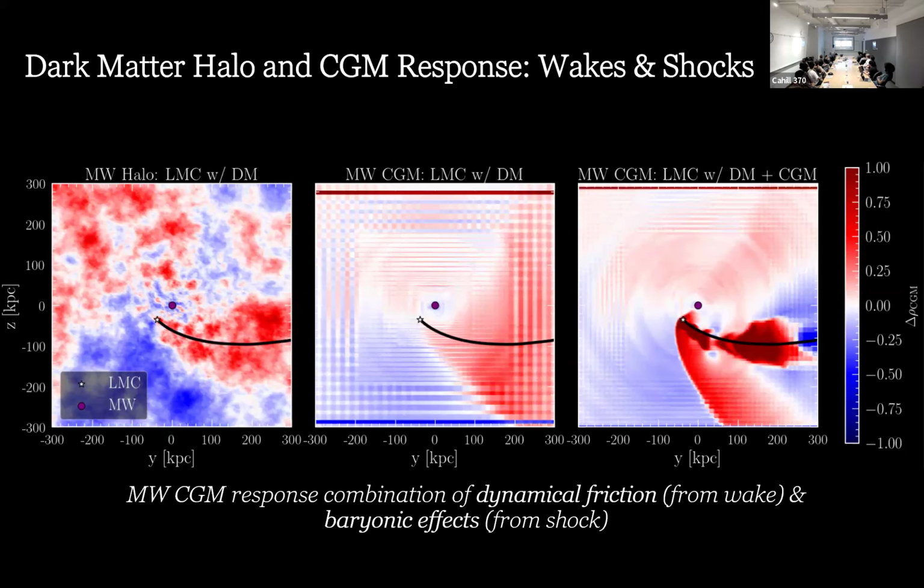So to answer your question from earlier, the gas response should be larger than the dark matter response because you have this superposition of not only the dynamical response from the interaction, but also the addition from the collisional hydrodynamics that come from the shock.